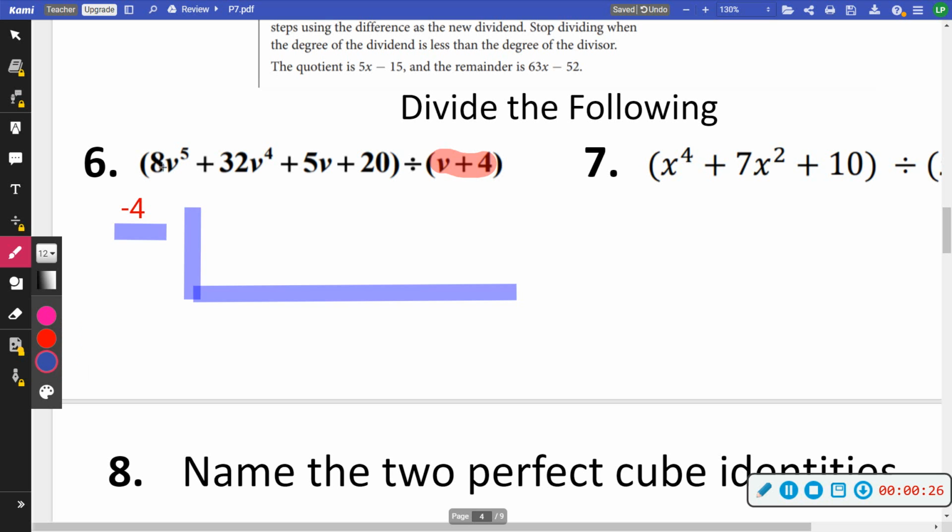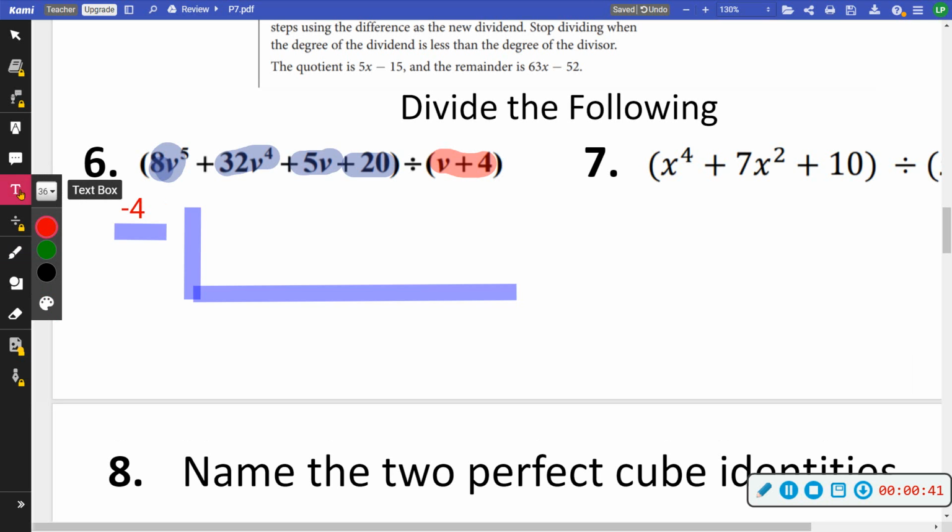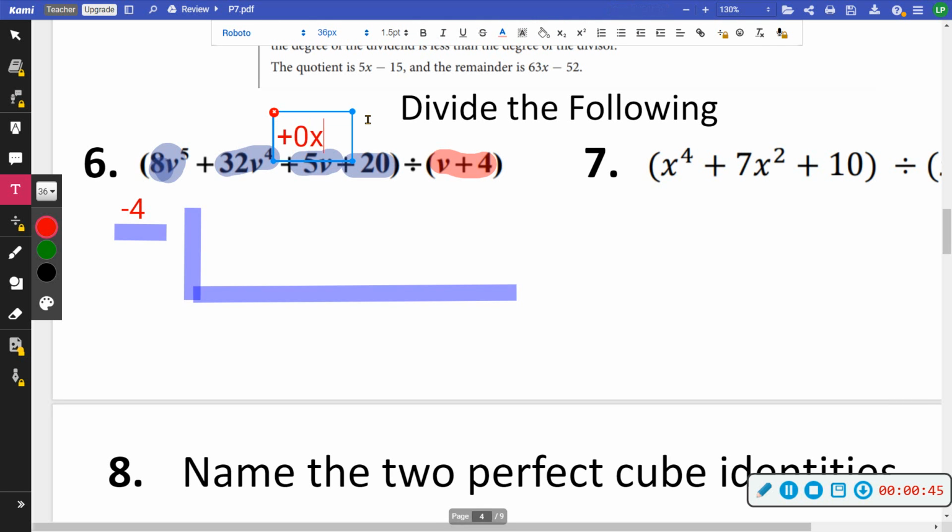And notice I have to the 5th power, so I should have 6 terms. Let's count. I got 1, 2, 3, and 4. I should have 6. It's always one more than the exponent. So that tells me I'm missing some stuff. And where I'm missing, I am missing my 0x to the 3rd, and I'm missing my 0x squared. And I guess those are v's, so I better change that to a v.